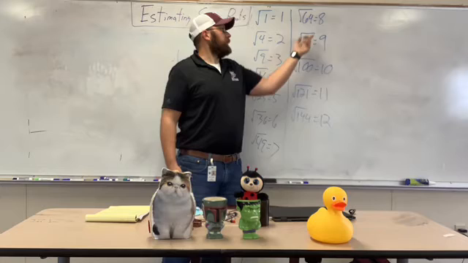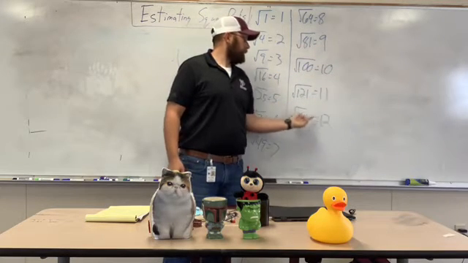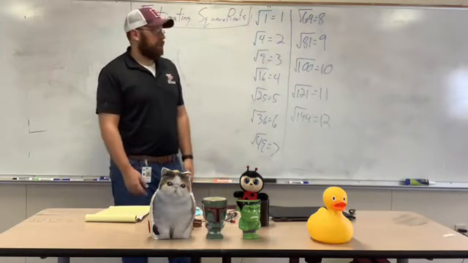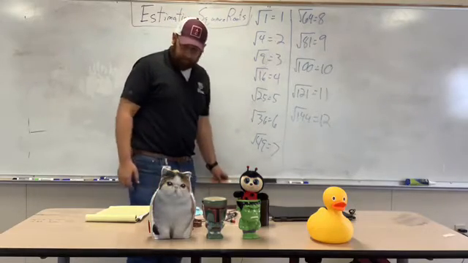The square root of 64 is 8. 81, 9. The square root of 100 is 10, 121 is 11, and 144 is 12. Those are your perfect square roots. You need to know that when you estimate.